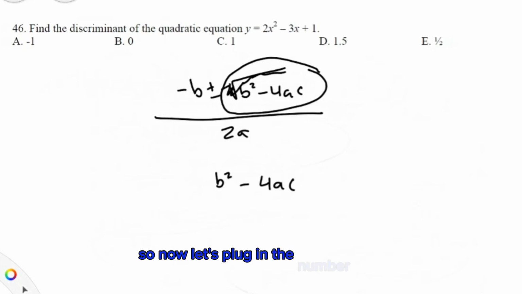So now let's plug in the numbers. Our b value is the second term. So that's negative 3, because that's the second coefficient.